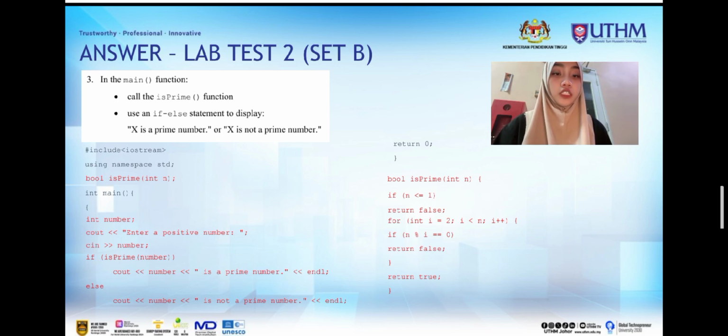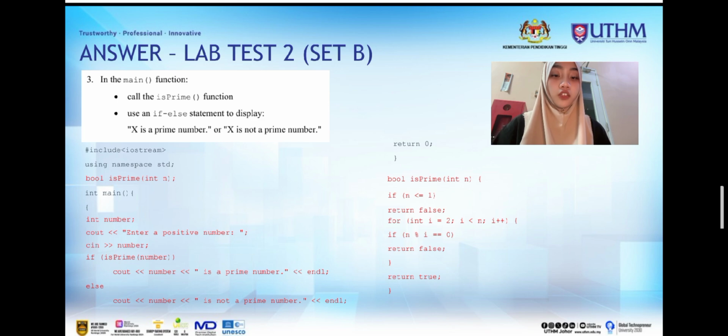So first, the program starts with #include <iostream> and using namespace std. The #include <iostream> statement allows us to use input and output operations such as cin and cout, while the using namespace std statement allows us to use standard library functions without using std:: before them.